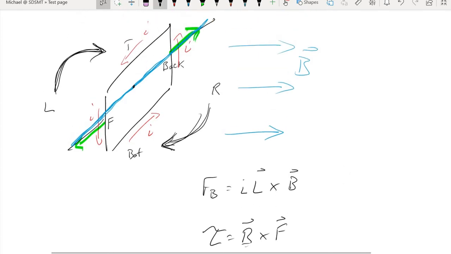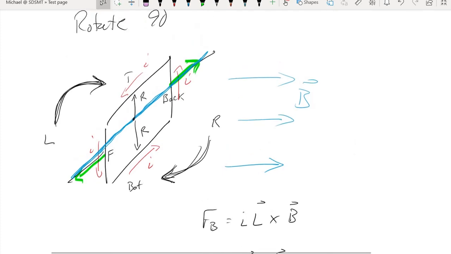But we still have some forces that are going to be active at the top and bottom legs. At the top leg, we still see our current traveling out of the page towards us. Magnetic field is still to the right. We're going to see a magnetic force pointing up. At the bottom leg, we have current going into the page, magnetic field to the right. There will be a magnetic force pulling down.